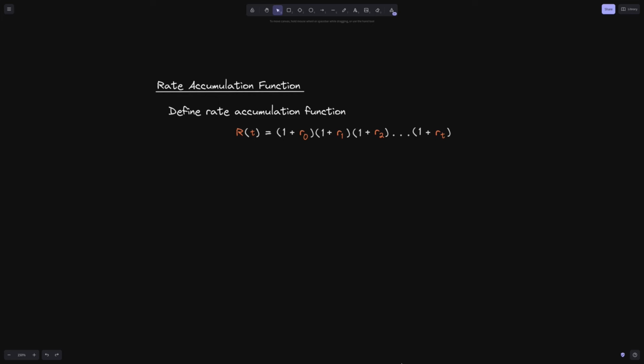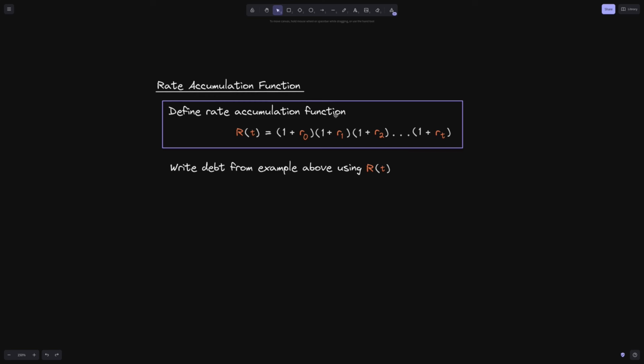was initialized. More precisely, let's define capital RT to be equal to 1 plus R0, where R0 is a stability fee rate at time 0 when the stability fee rate was first initialized. And then after 1 second, we have 1 plus R1, and then after another second, we have 1 plus R2, and so on, all the way up to the current timestamp 1 plus RT. Let's see how this rate accumulation function solves the problem of how to quickly calculate the debt for all users.